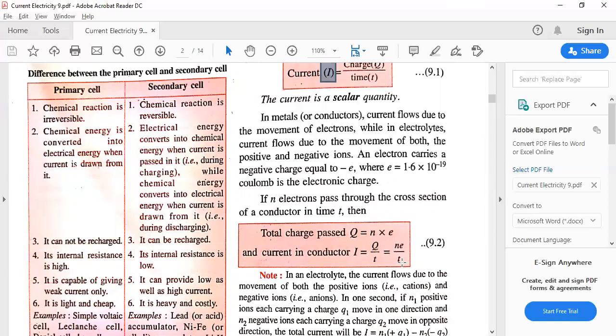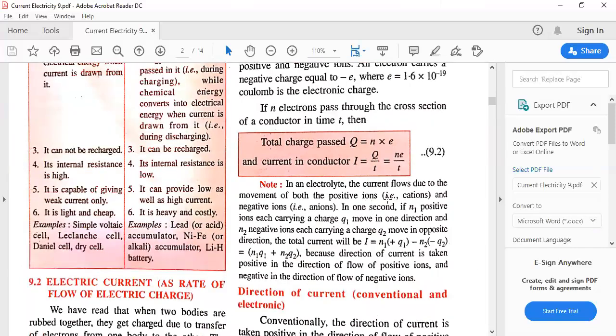Now in an electrolyte, we already spoke about positive ions, that is cation, and negative ions, called anion. Now in 1 second, if N1 positive ions carrying charge Q1, N1 is what?